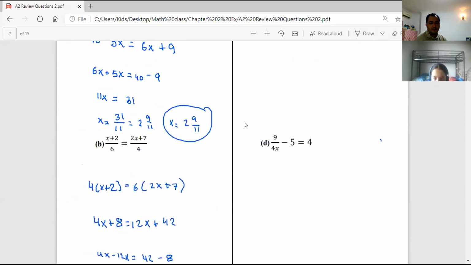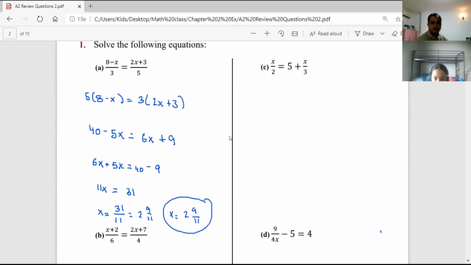Oh, wait, we didn't do the other side. So what do we do here in the first step? Do we, for this one, do x plus 5 and 3 plus 5? Yeah, multiply both sides by 6.